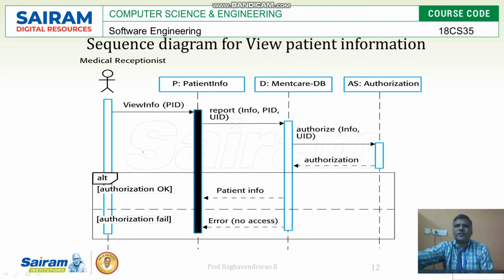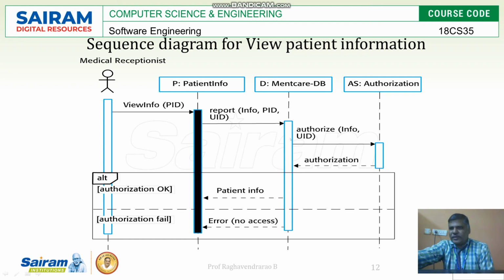Now first, next you can see that the medical receptionist is going to give the instructions to view the information. It's a PID, patient ID it is being given. So the patient information system takes the PID and UID of those things, and it is going to search in the Medicare database.